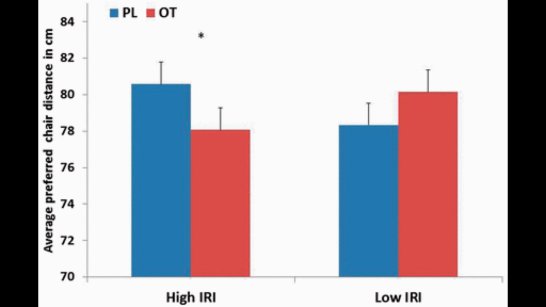Similar to the last bar graph, the colors and groups here remain the same. However, this graph specifically focuses on the chair distances between the placebo and oxytocin groups. So, as you can see here, the high empathy group on average preferred for the chairs to be closer after receiving oxytocin compared to those who were given the placebo. This is shown by the red bar being shorter than the blue bar on the left. Then, the low empathy group on average preferred the chairs to be further after receiving oxytocin compared to those who were given the placebo. This is shown by the red bar being taller than the blue bar on the right.